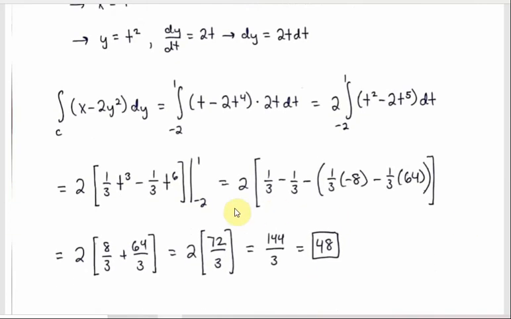And then you just have to evaluate that from -2 to 1. And ultimately, what you end up with is 48, right? Because this subtracts out and gives you a 0. So really it's just the stuff that you're getting with the -2. And you end up with 48 ultimately.